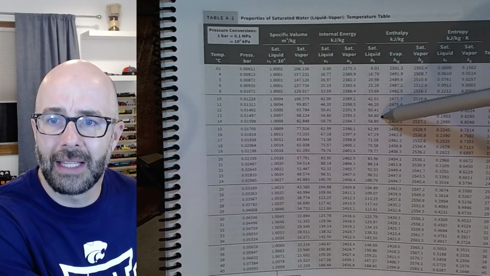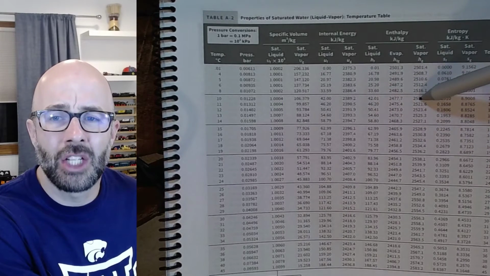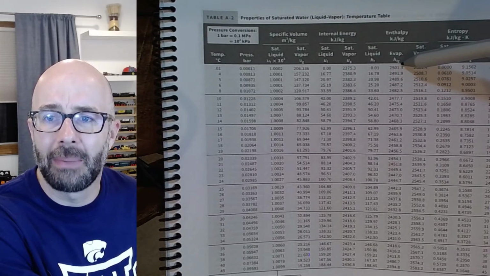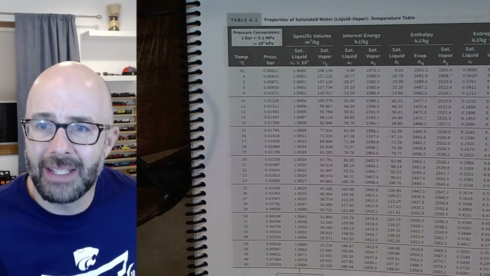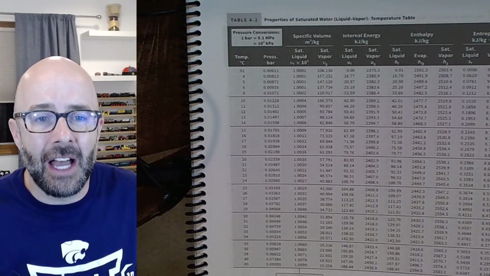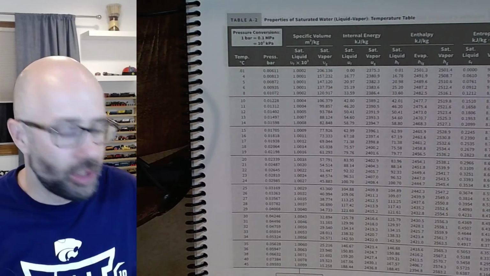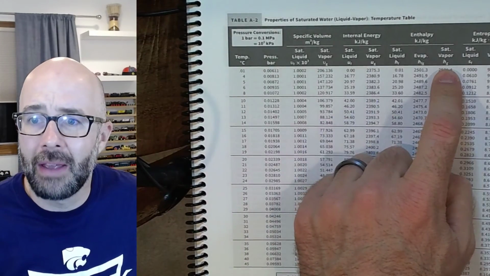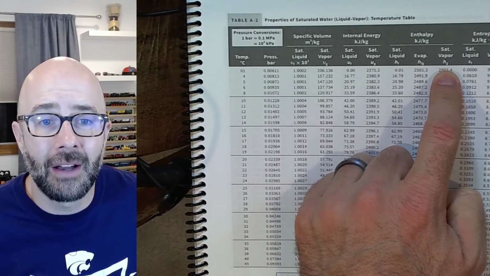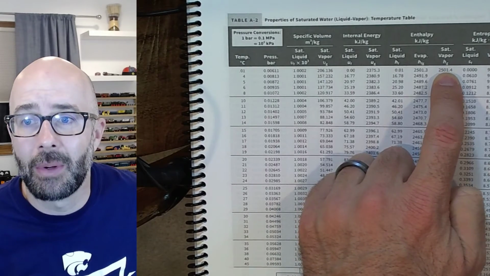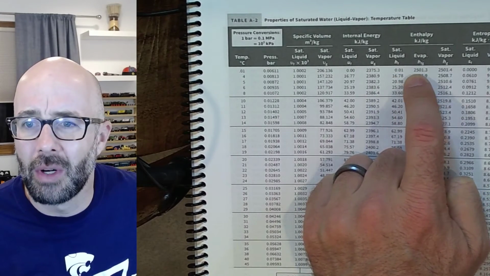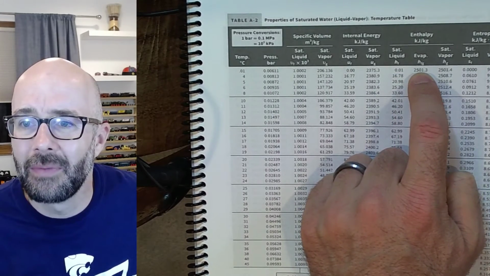They show saturated liquid, and they show saturated vapor, and then they show something called evaporation enthalpy right between those two. So evaporation is Hfg. That is the enthalpy required to evaporate, to go from a liquid to a vapor. Conversely, we could call this the enthalpy of condensation. It's the enthalpy required to go from a vapor back to a liquid. Either nomenclature works.